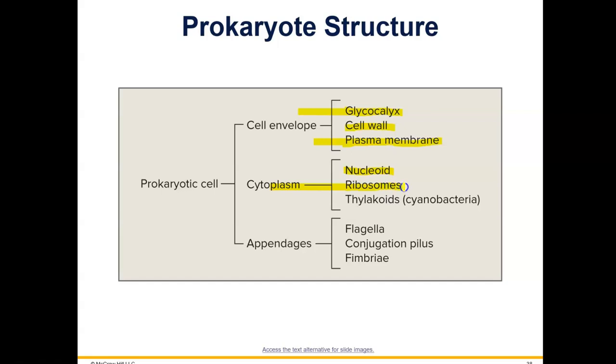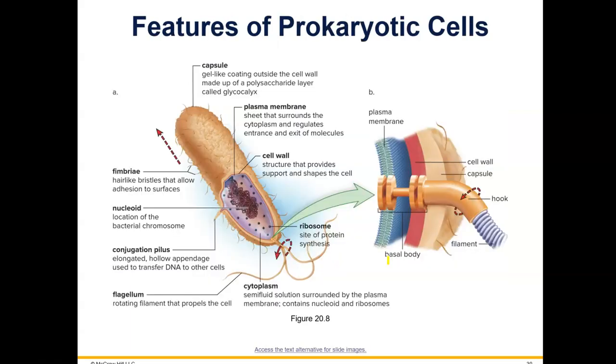Prokaryotic cells also have ribosomes, and cyanobacteria contain thylakoids so that they can carry out the light reactions of photosynthesis on their thylakoids. So that's only cyanobacteria. And then prokaryotic cells can have appendages, sometimes flagella for swimming, a conjugation pilus for exchange of DNA, and fimbriae, which are structures that help them attach to surfaces and to each other.